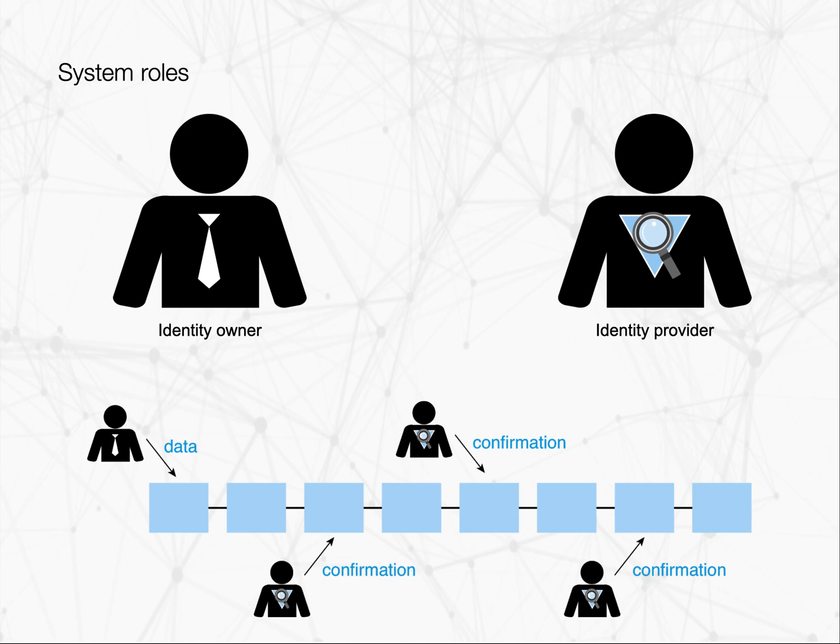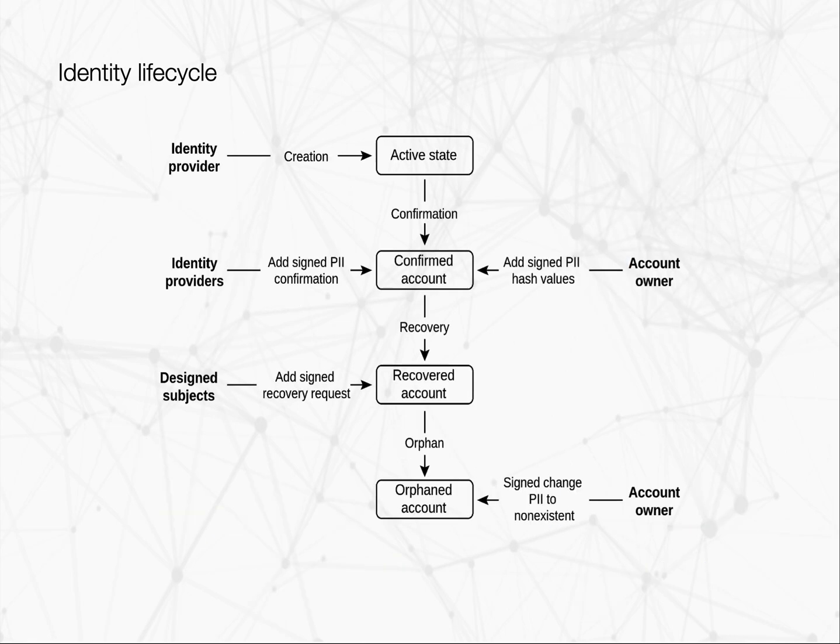A transaction in turn consists of a set of defined operations. There are four main types of operations: the operation of creating an account, the operation of changing or adding data associated with a specific global identity, confirmation operations of data associated with the identifier, and the operations of restoring access to the account. Okay, it's an identity life cycle.